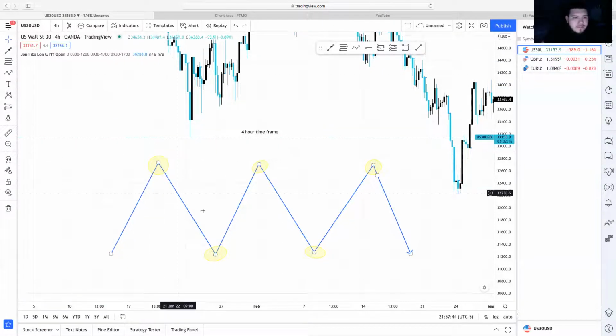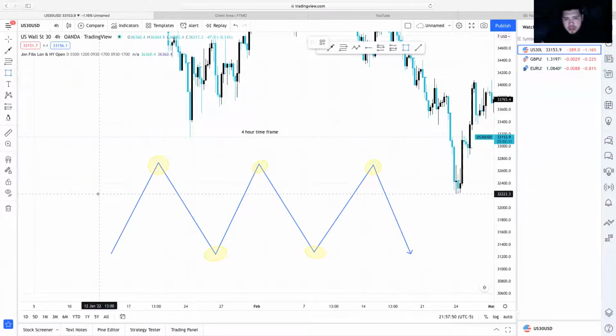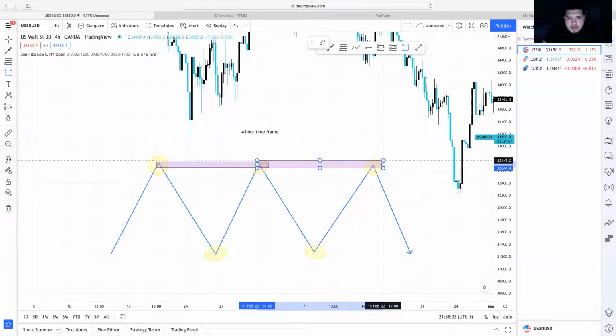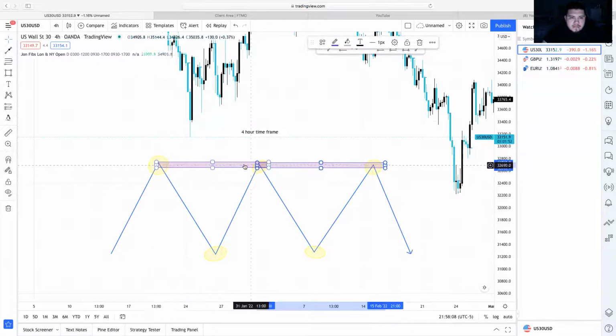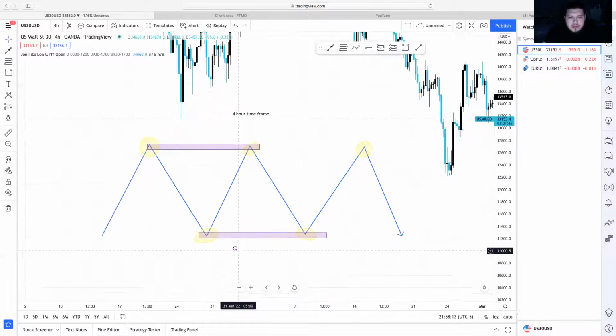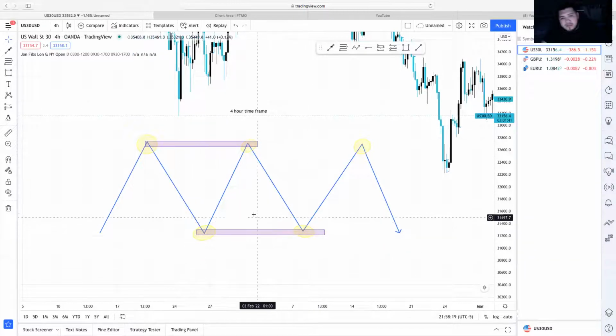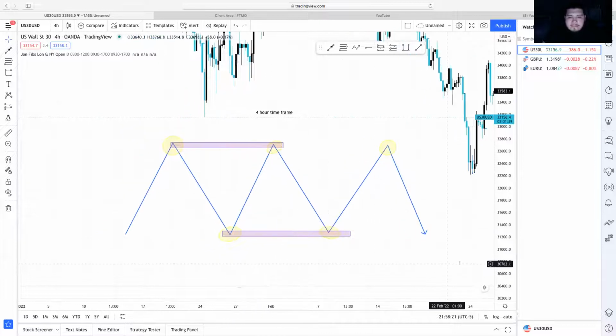So looking at the 4 hour time frame, in order for the market to continue in a consolidation, it has to respect this previous area always, right? This high has to respect this previous high, obviously. Same with the lows, this low has to respect this area in order for the market to continue going into consolidation.